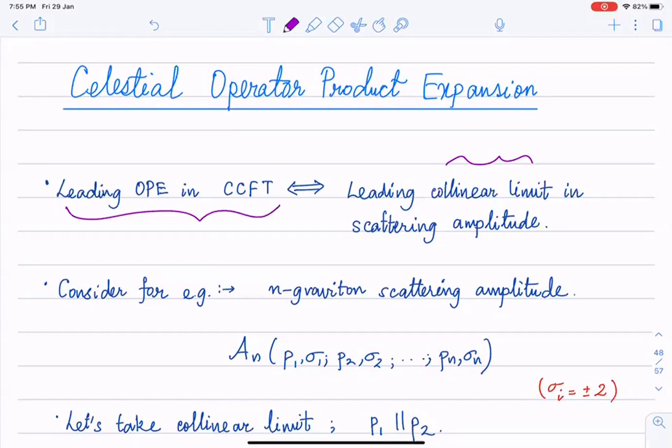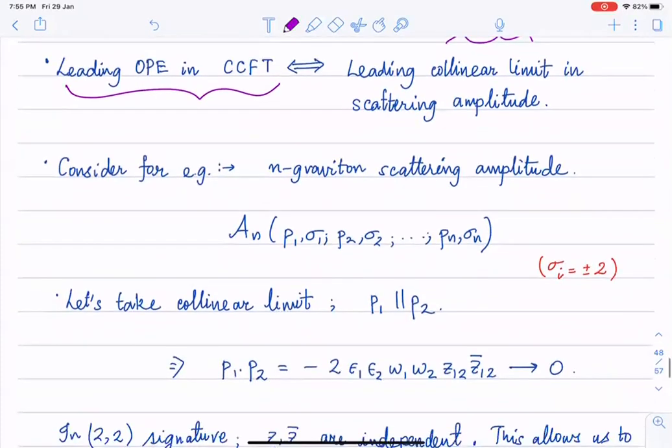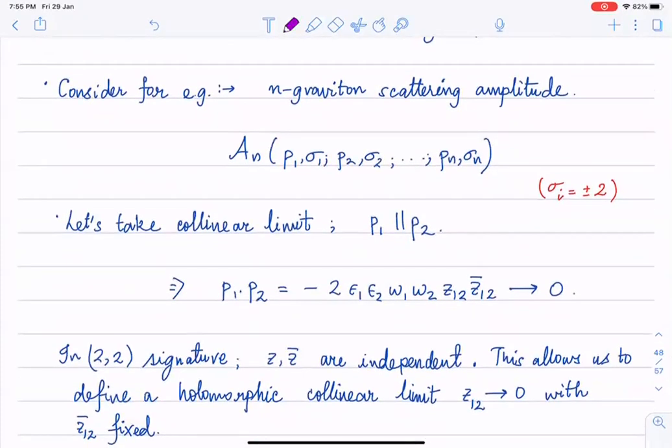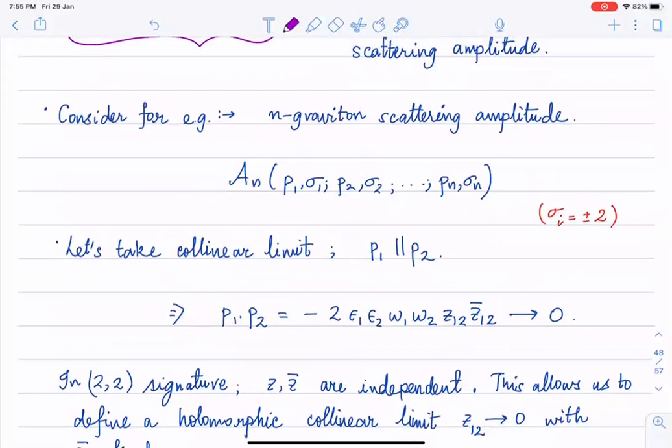What you can show is that if you consider some scattering amplitude involving massless particles, and you take two momenta to become parallel to each other, then such amplitudes factorize in a certain way. To see that, let's take an example. Let's consider some n-graviton scattering amplitude, which we have denoted here as some function of momenta p_i and helicities sigma_i.